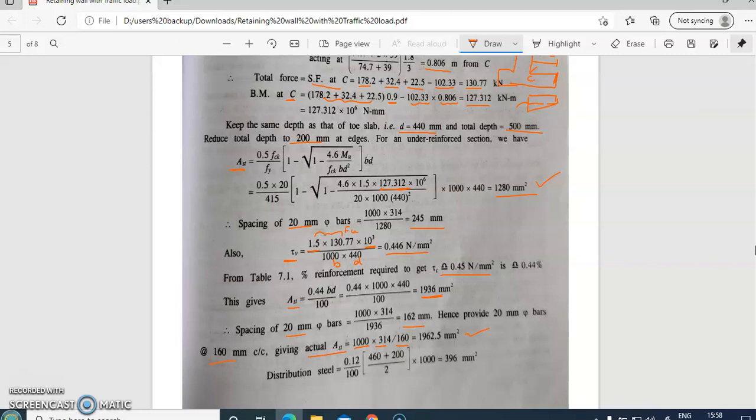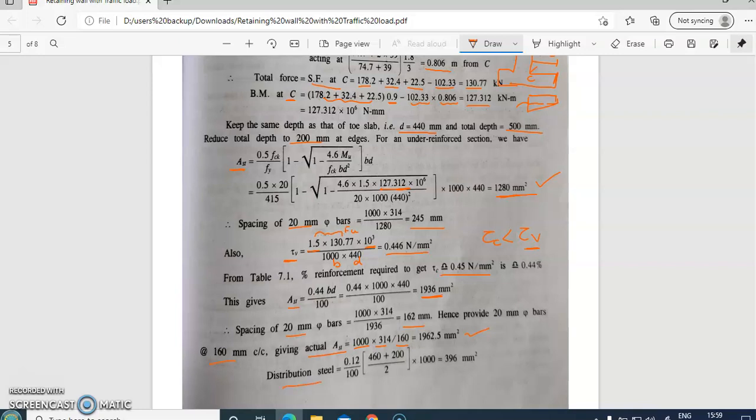So had we gone as per this calculation of Ast equals 1280 mm square, we would get tau C lesser than tau V. That means the capacity of concrete in shear would be less than what it is actually experiencing, and then eventually we would have to increase the amount of steel which is provided.